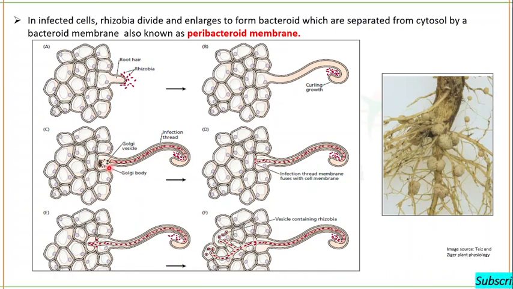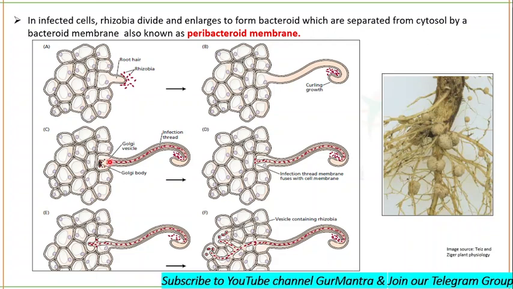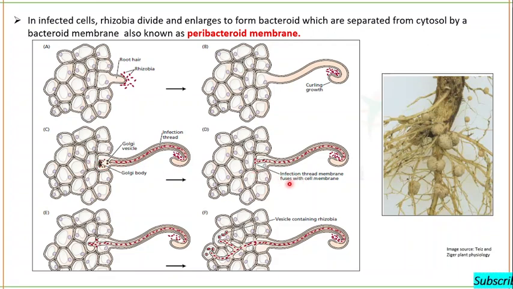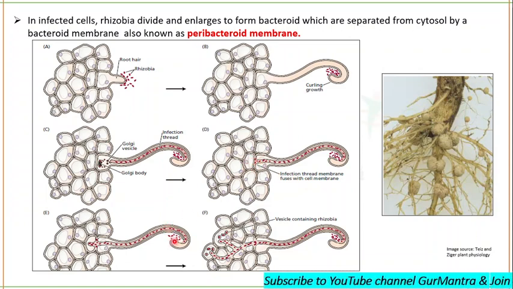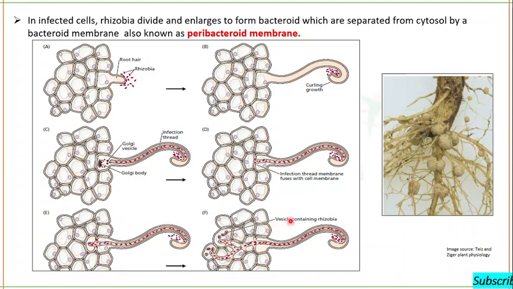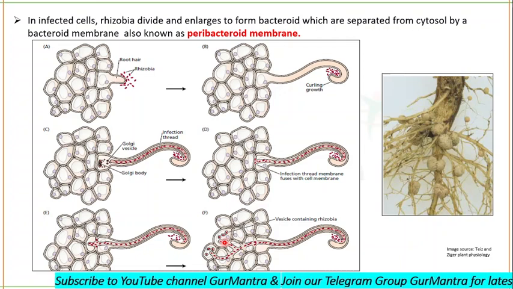Okay, we know that Golgi vesicles fuse and result in the formation of this infection thread, a tubular extension. Okay, then the infection thread membrane fuses with the cell membrane, and finally this reaches the cortical region. Okay, and then the cortical cell divides, and rhizobium also divides and forms a bacteroid, which will be separated from the cytoplasm by the peribacteroid membrane.